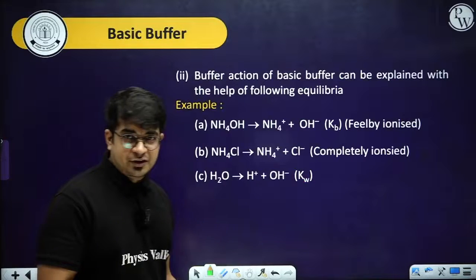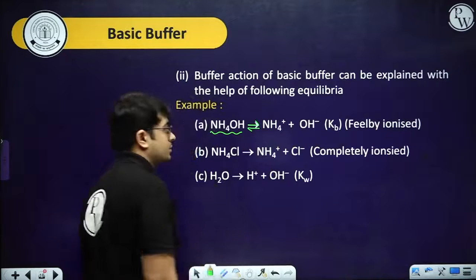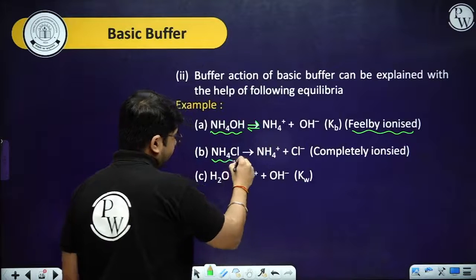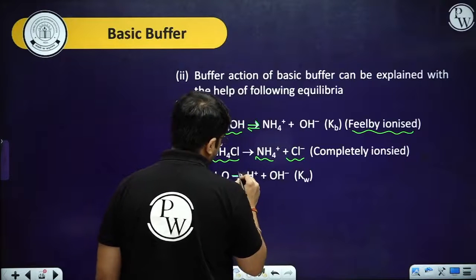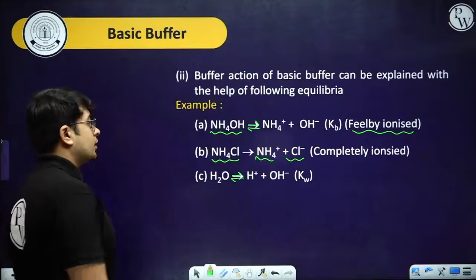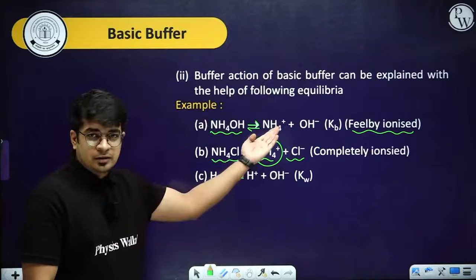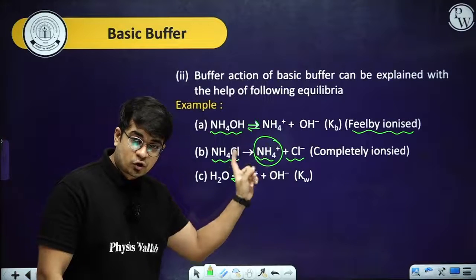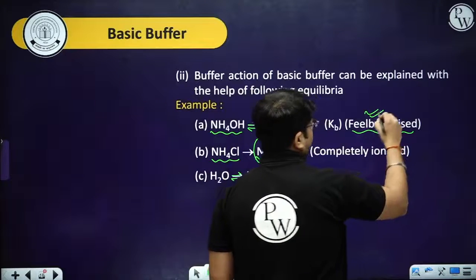Now what about the buffer action? First of all, if I talk about the NH4OH, it's going to be a reversible reaction and it is feebly ionized. Definitely NH4Cl, being a strong electrolyte, is going to ionize completely into NH4 positive as well as Cl negative. H2O is also going to be feebly ionized into H positive and OH negative. Now just because of the presence of NH4 positive, which is a common ion, the concentration is going to increase, and the main contribution is coming from this strong component. Now the reaction will go in the backward direction, that's why we have feebly ionized NH4OH.